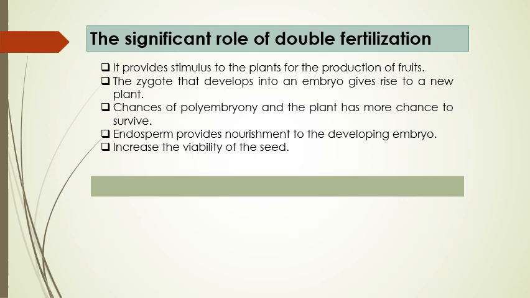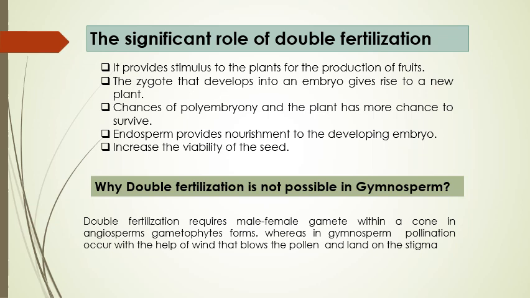So after all the basic information about double fertilization and its significant roles, many questions can arise about double fertilization. The main question is why double fertilization is possible only in angiosperms, not in gymnosperms. So here is the answer. In gymnosperms, pollination occurs with the help of wind that blows the pollen and lands it onto the stigma. But double fertilization requires male and female gametes within a cone. That is possible only in angiosperm gametophyte formation. So that's why in gymnosperms, double fertilization cannot take place.